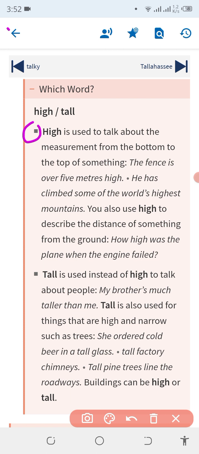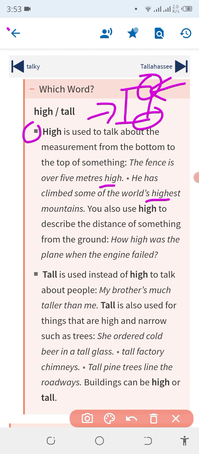So high is used to talk about the measurement from the bottom to the top of something. The fence is over 5 meters high. He has climbed the world's highest mountain. So we're talking about the height, like from the bottom to the top. So for instance, if you have a building, you start from the bottom and then you talk about its top, right? That is the height of the thing from the bottom to the top. Okay.